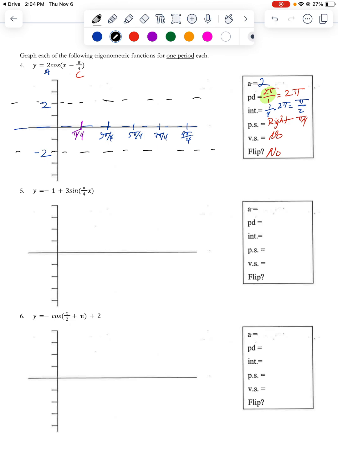Since this is cosine, I start at the maximum. I go to the base, hit the min, base, max. I connect my dots.